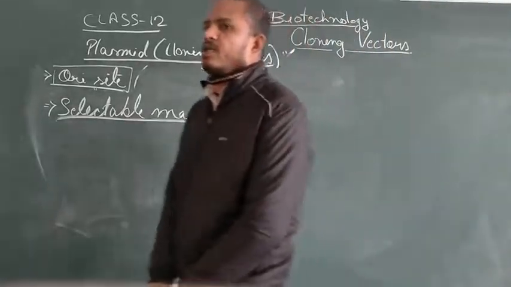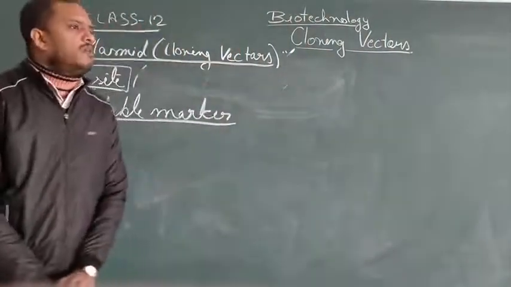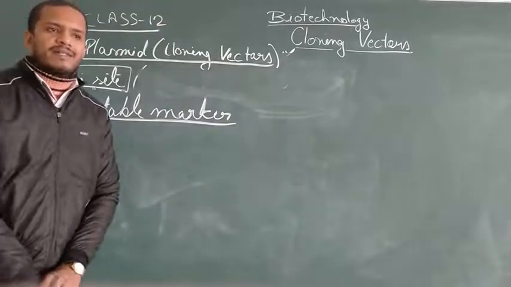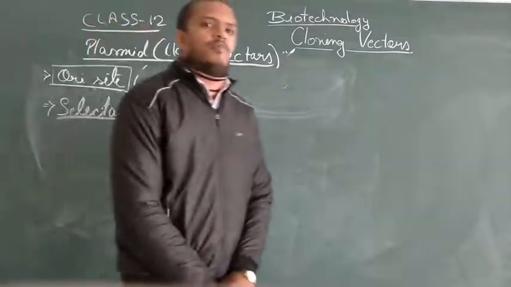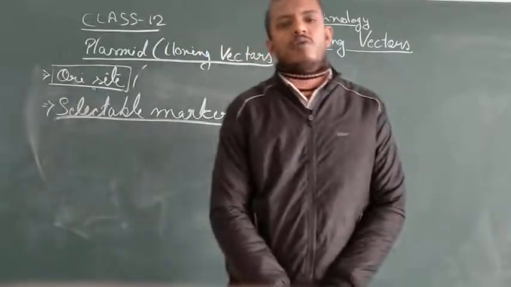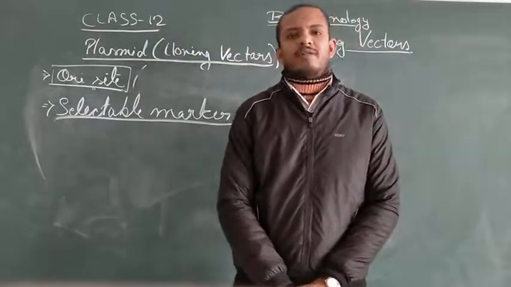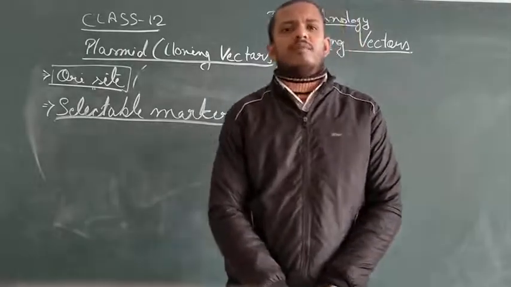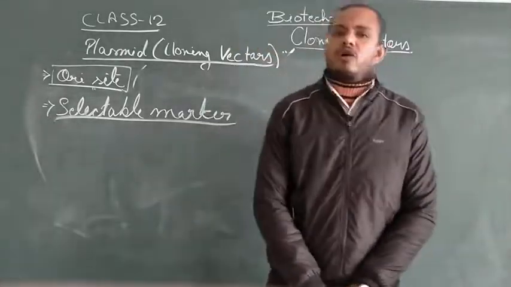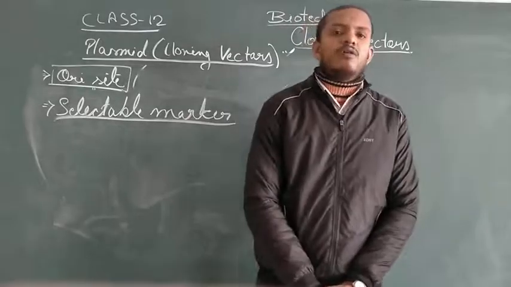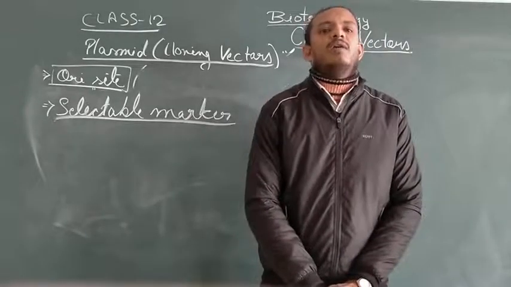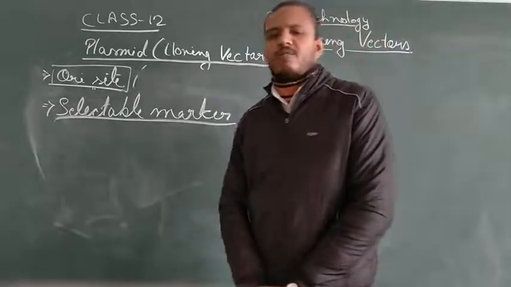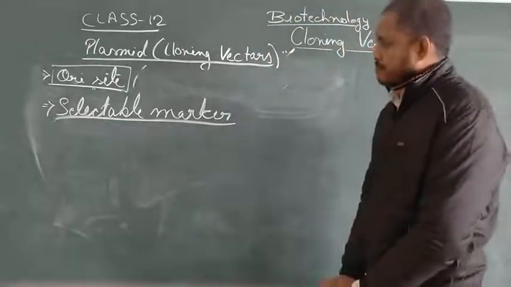Because the purity of our vectors depends upon this. Suppose a particular vector is resistant to a particular kind of antibiotic. Then when we use that vector in the presence of that antibiotic, it is not going to harm the vector, kill the plasmid, or change its genomic sequence.